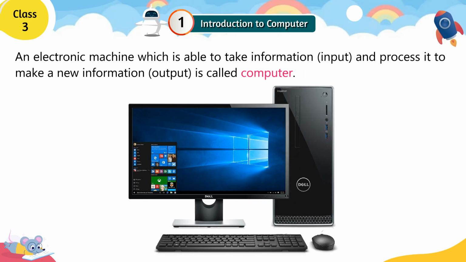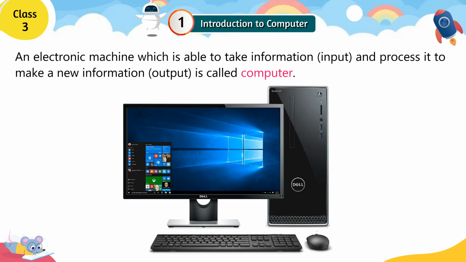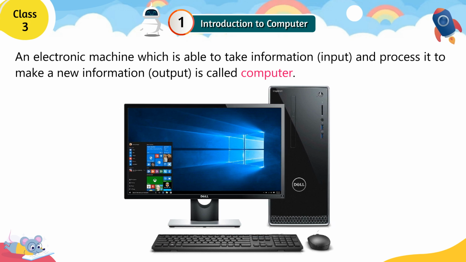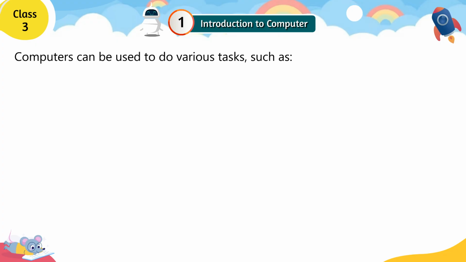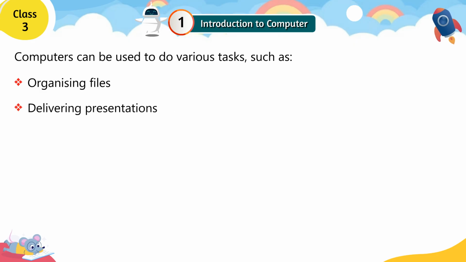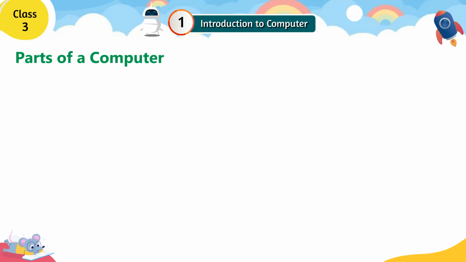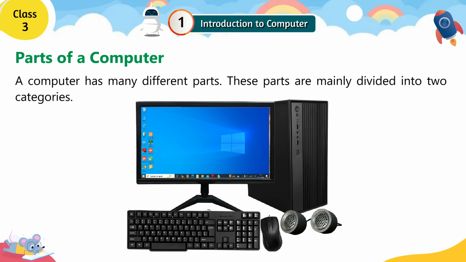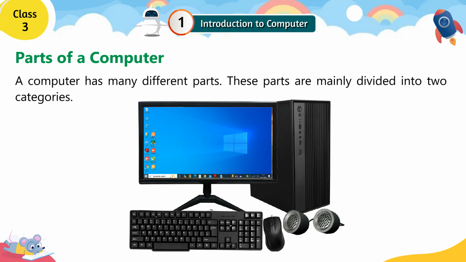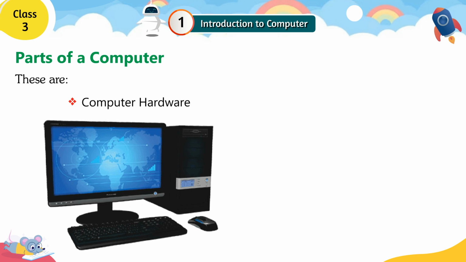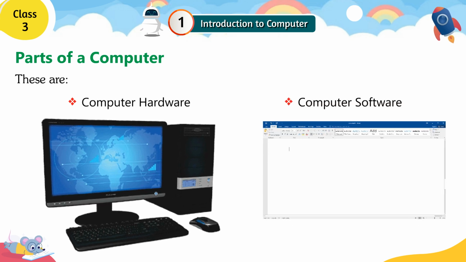An electronic machine which is able to take information, input, and process it to make new information, output, is called a computer. Computers can be used to do various tasks, such as organizing files, delivering presentations, sending email messages, writing text, tracking data. Parts of a computer. A computer has many different parts. These parts are mainly divided into two categories. These are computer hardware and computer software.